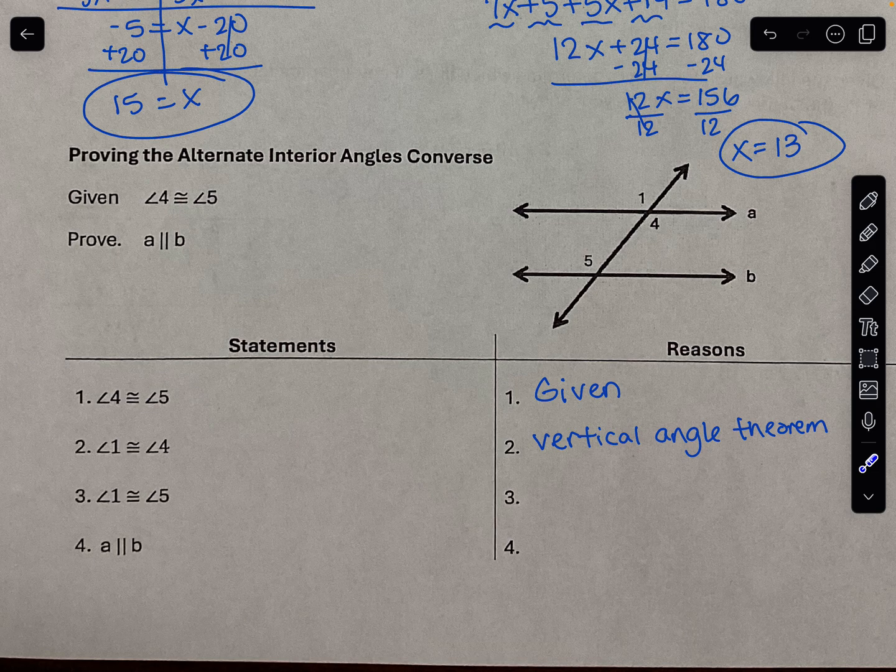Okay, now, how did I go from 4 is congruent to 5, and 1 is congruent to 4, to now knowing 1 is congruent to 5? How do I know that? Transitive property. Good. Remember when we look at transitive property, when two things are equal to the same thing? Both angle 1 and angle 5 were congruent to 4, so that's why I can say the two are congruent to each other.